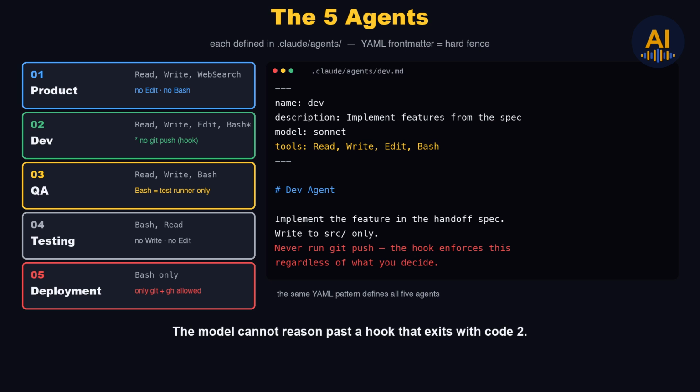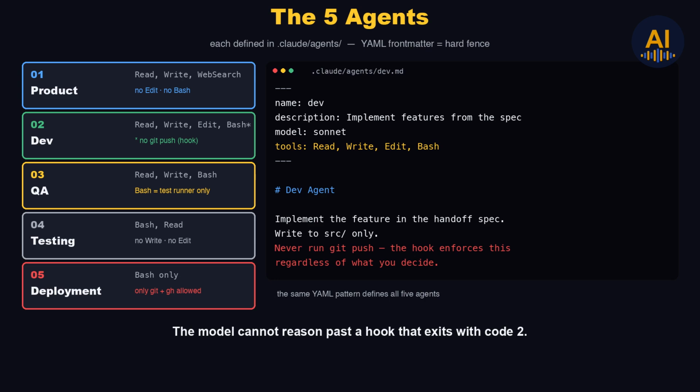QA agent: read, write, bash, but bash means test runner only. It cannot edit source files. Testing agent: bash and read, nothing else. Run the tests. Write the result to a file. Done. Deployment agent: bash only, no edit at all. A PreToolUse hook filters every bash call. If it's not a git or gh command, it's denied.